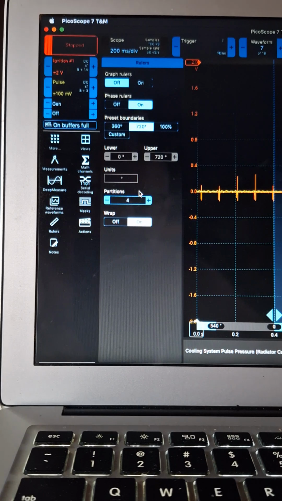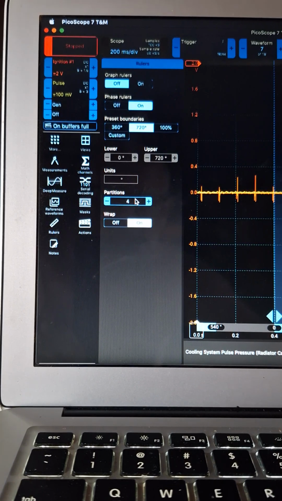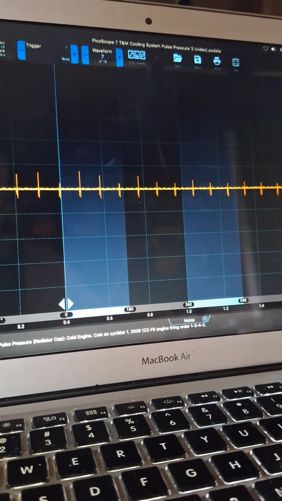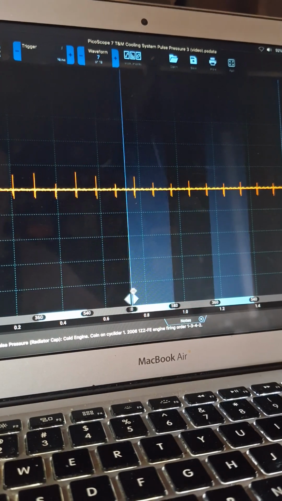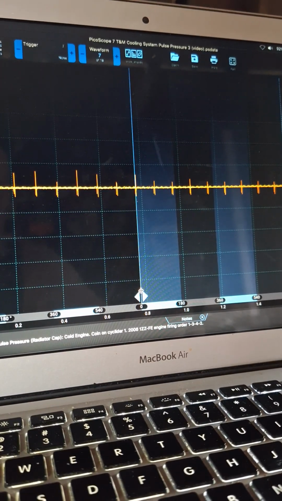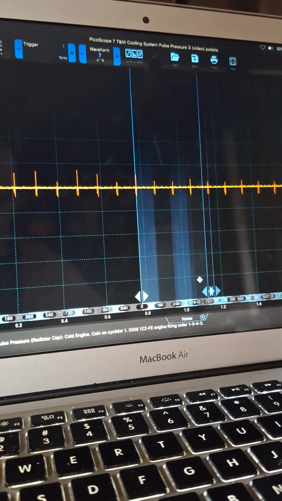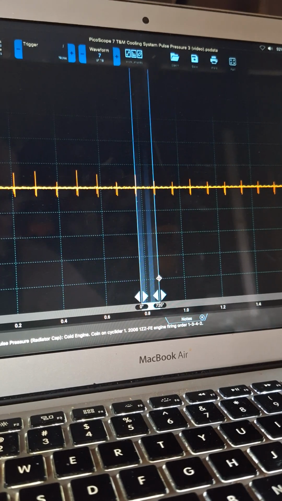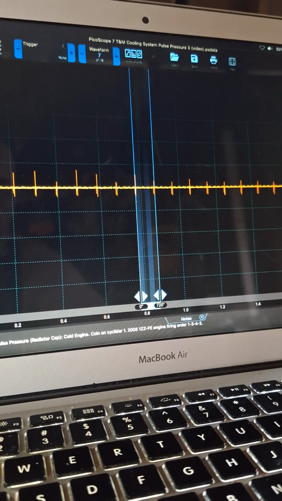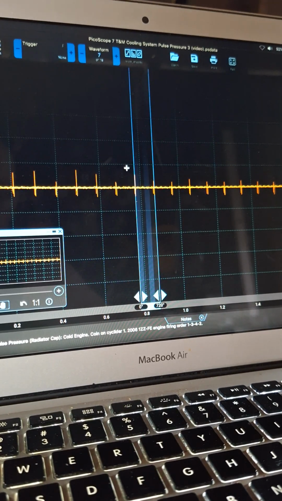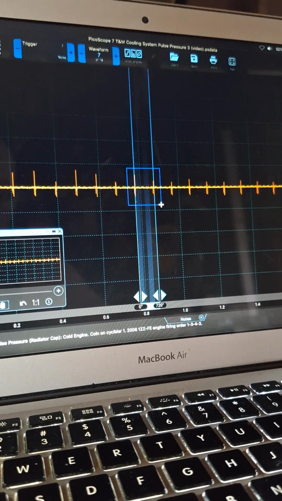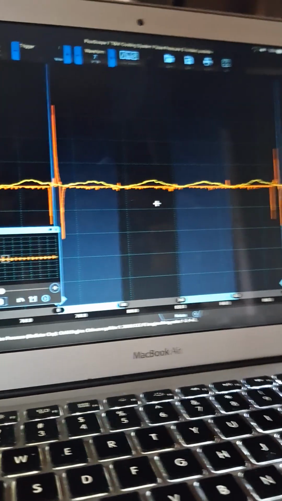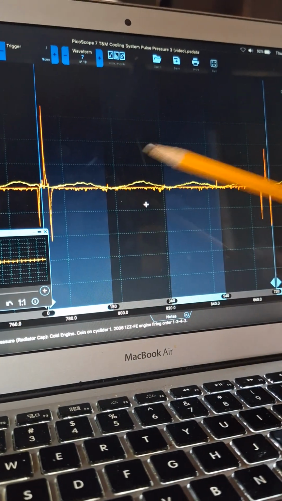Select 720 and four partitions for the four-cylinder engine. And let's go ahead and just move these so they cover one engine cycle here. And zoom in on that. So here you can see the pulses in the cooling system.